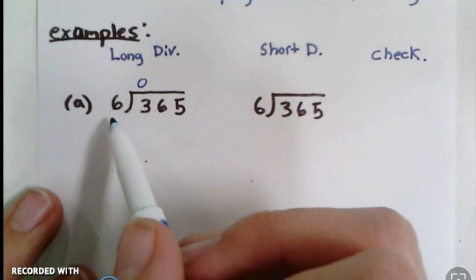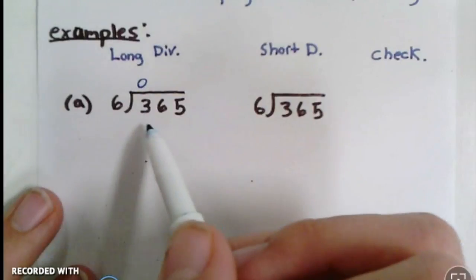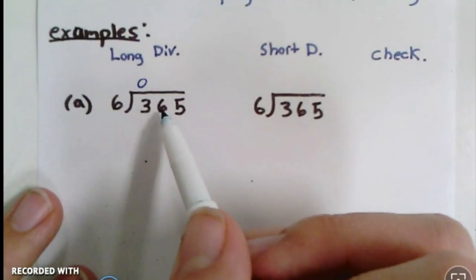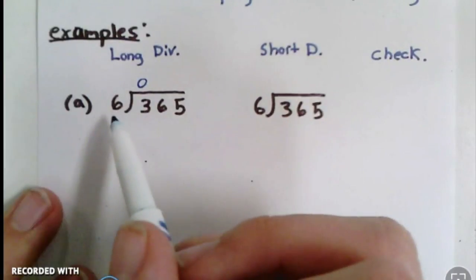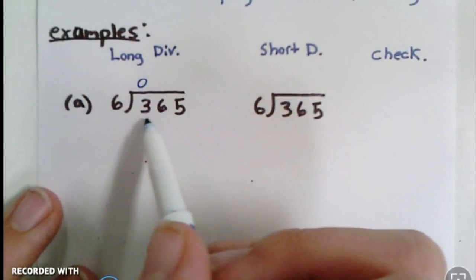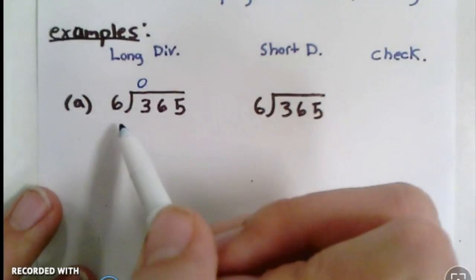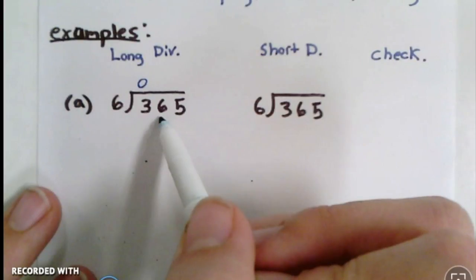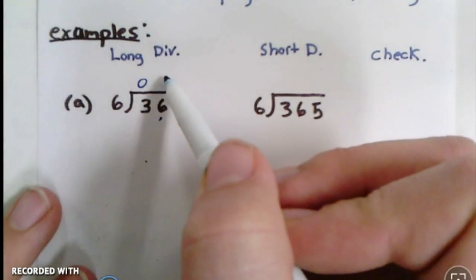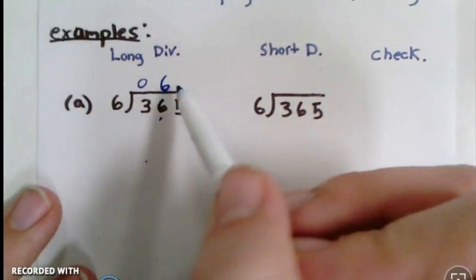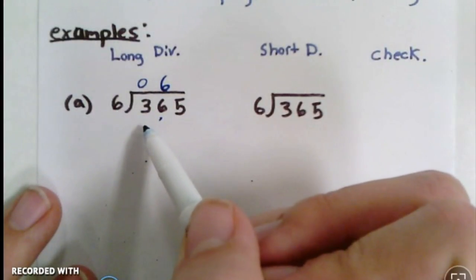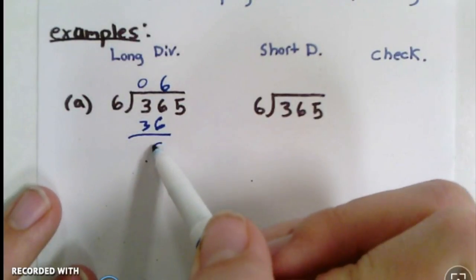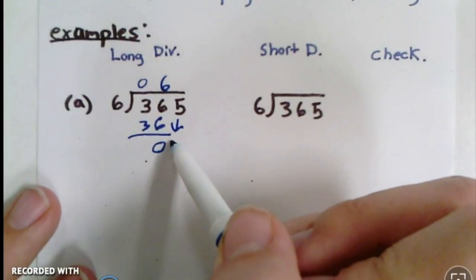Now, in theory, we really would be doing 6 times 0, and we'd write 0. We'd subtract, and then we would bring down the 6. But we don't need to do all of that. We've learned to just do 6 goes into 36 next. Okay, so 6 into 36 goes how many times? Good, 6. 6 times 6 is 36. I subtract down and I get a 0. So now I'm going to bring down my 5.